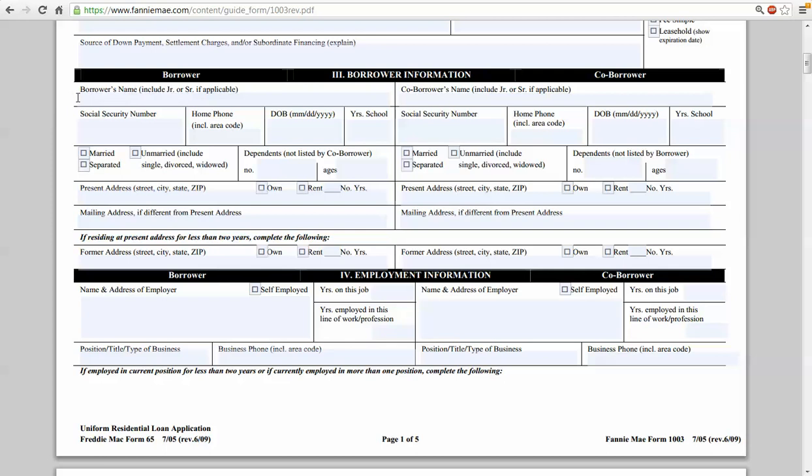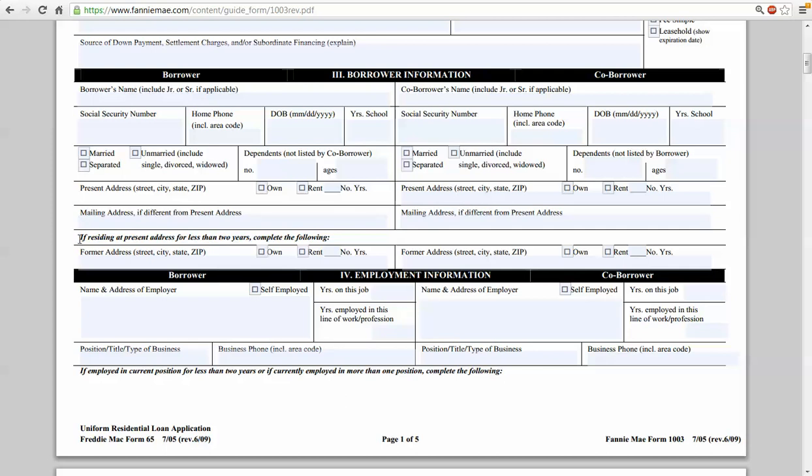But you'll detail your name, social security number, phone number, date of birth, years in school, whether or not you're married, number of dependents, children that you have. This is your present and current address. So whether it's a house you own or a house that you rent, and how long you've lived there, a mailing address if it's different from where you're currently living.